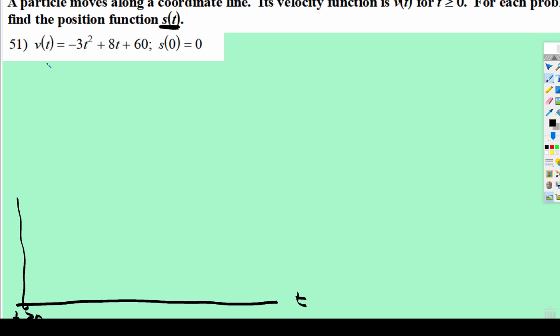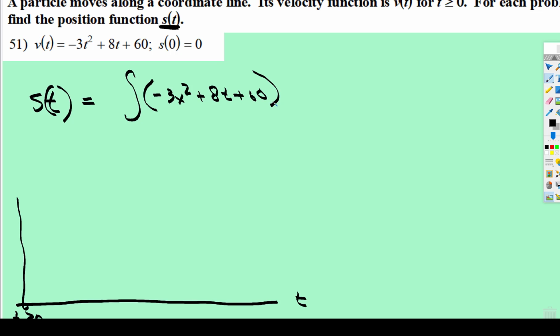Well, now we're working backwards. We're starting with the velocity function, and we have to find the position function, which means we integrate. So the position function is equal to the integral of the velocity function. And we are just trying to find it when s of 0 is equal to 0, right?